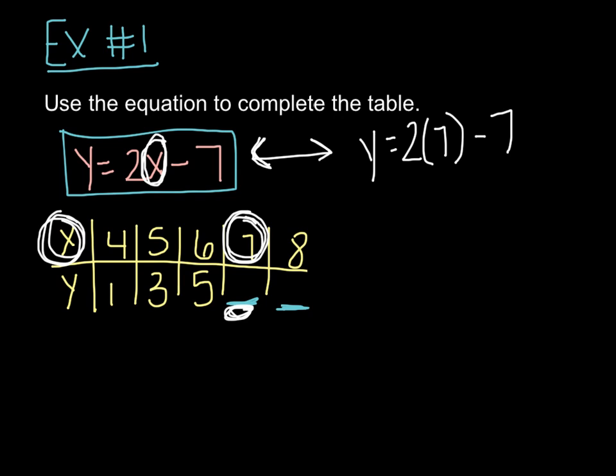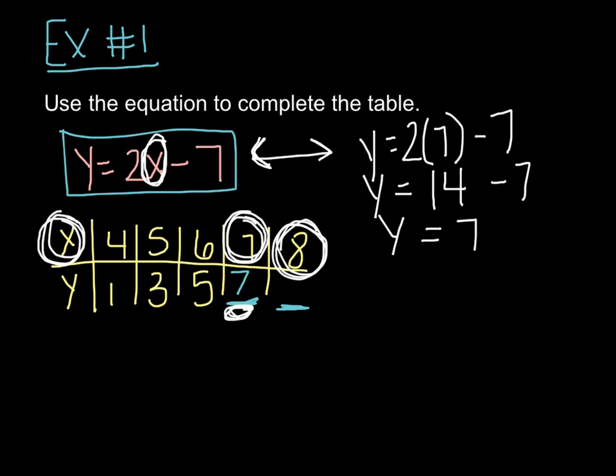So let's finish this off. 2 times 7 is 14 minus 7. So y equals 14 minus 7, which is 7. So that is my missing number in the table. Now we have one more that we need to figure out. We know the x value is 8.